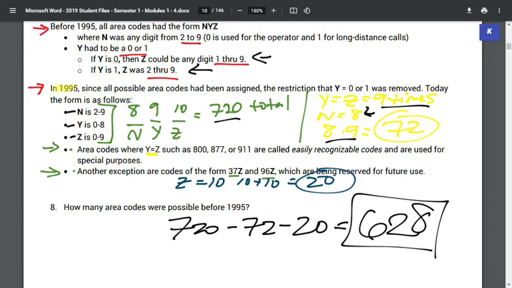The second one's a little easier. It says they're reserving those 2. So we just need to figure out how many digits Z is going to be in each case. And that is going to be 10 for each of them because we have 10 right there. So it's going to be 20 together. Subtract those out and we're going to get 628 as our final answer there.